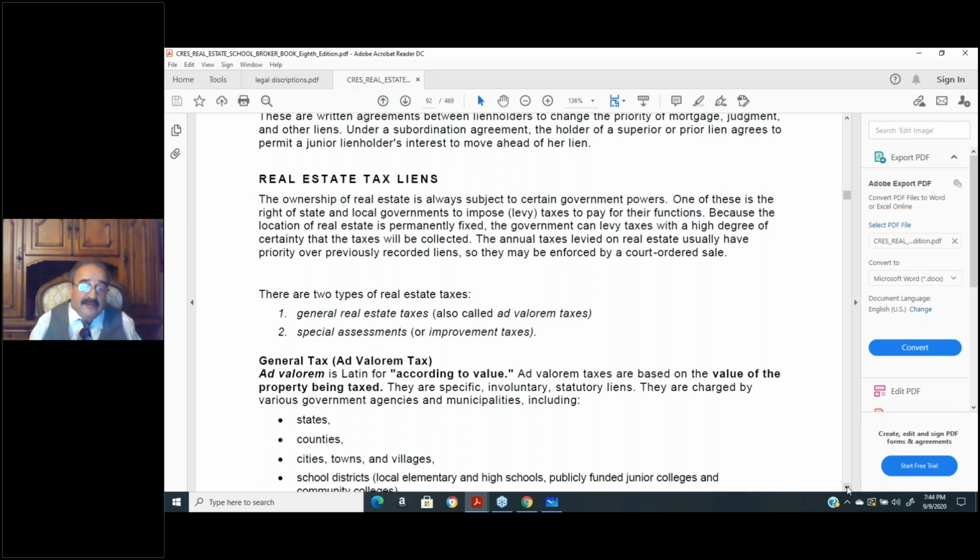Now, not everyone pays taxes. There's people that are exempt from taxes. Governments do not pay taxes. Churches and synagogues and temples, they do not pay taxes. Universities do not pay taxes. Charitable organizations, hospitals do not pay. Everyone else does. Now, general tax ad valorem.